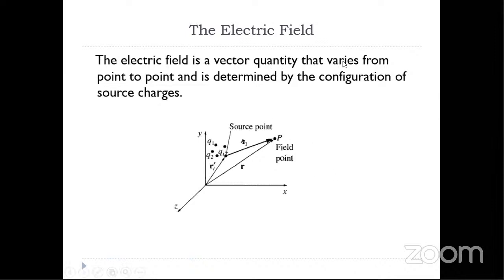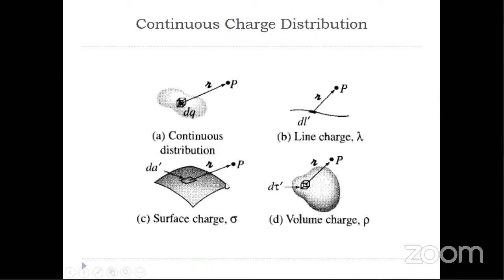This vector quantity varies from point to point and is determined by the configuration of source charges. So how the source charge is distributed in space determines how the electric field in that space will change from point to point.